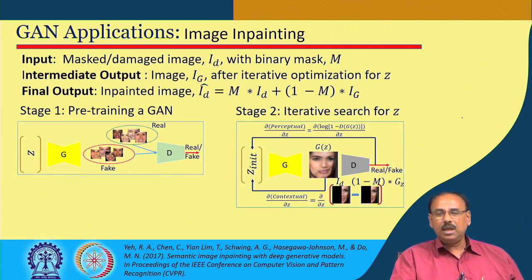And you try to minimize both these losses, the perceptual loss and the contextual loss, and while trying to minimize this, you go on updating the input vector or the latent vector, and given a latent vector you get the generated output.